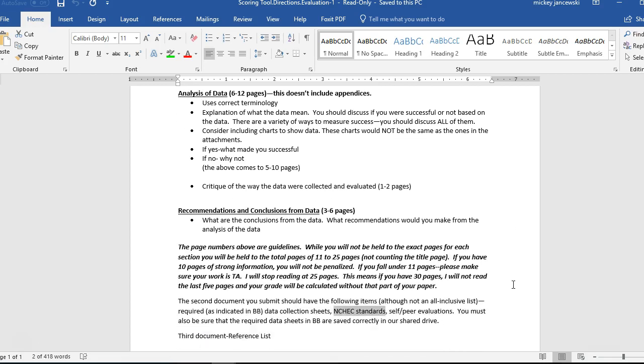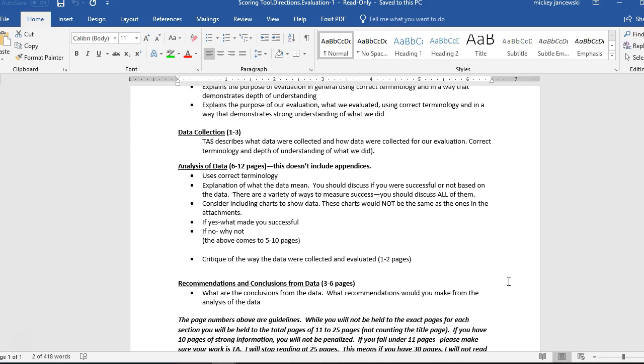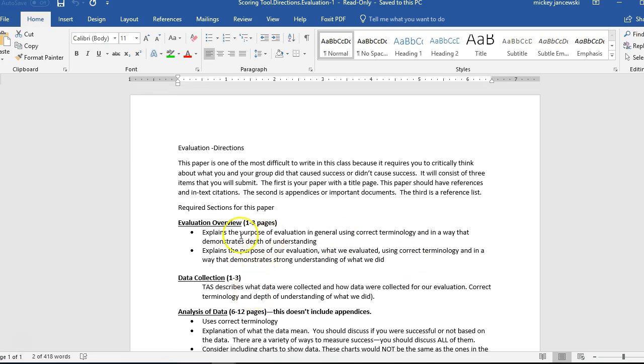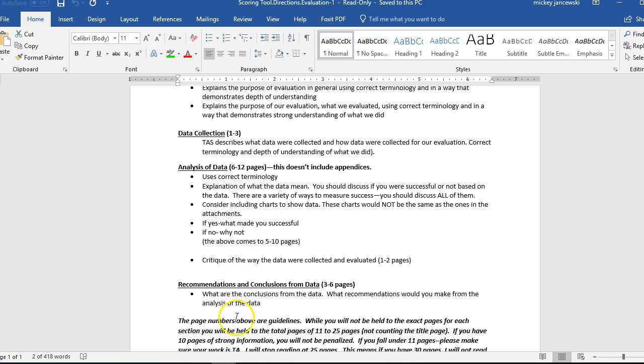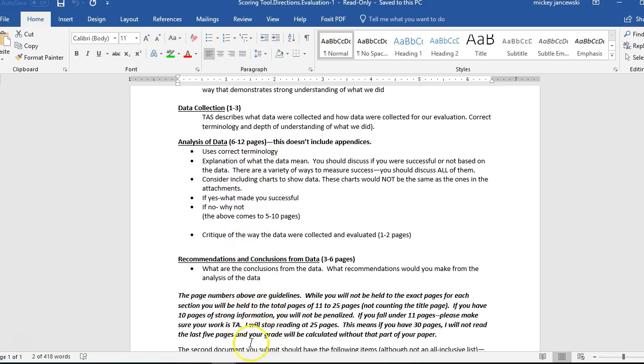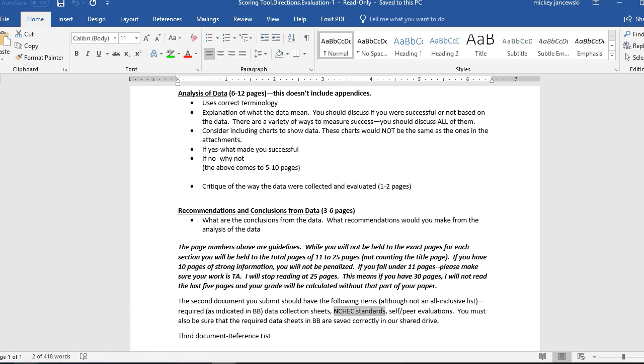So I hope this helps you write a really strong paper. Please make sure you stick to these points. These are the points that are in the scoring rubric, and this is exactly how your paper will be graded. Again, good luck, and I look forward to reading your papers.